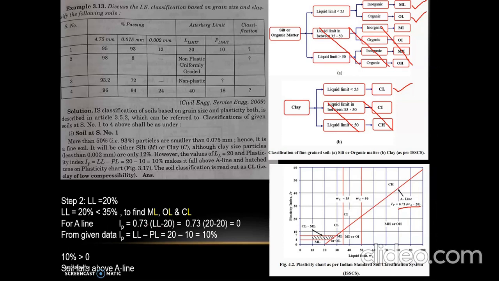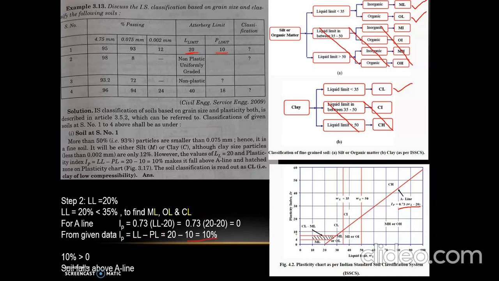0.73 into liquid limit minus 20 will be equal to 0.73 into liquid limit, which is 20. Substitute here liquid limit equal to 20, minus 20, with which we will get the value of IP as equal to 0. And now we will find out the IP for the given soil. IP for the given soil can be found using the equation liquid limit minus plastic limit. So what is the liquid limit for the given soil? That is 20. And what is the plastic limit for the given soil? That is 10. So 20 minus 10 will be equal to 10.